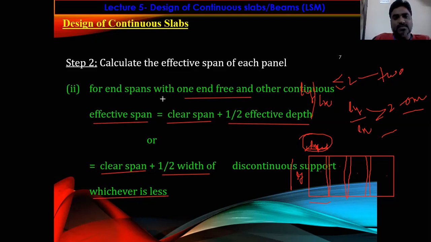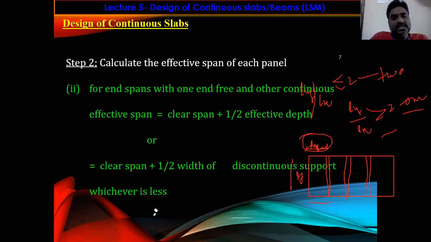So for end spans with one end free and the other end continuous, the effective span is equal to clear span plus half of the effective depth, or clear span plus half of the width of the discontinuous supports. Whichever is less, that should be considered as your effective span, right? So like this, you need to determine the effective span of the slab.